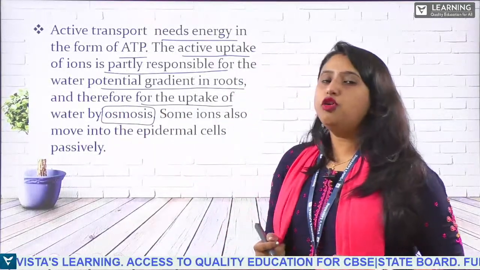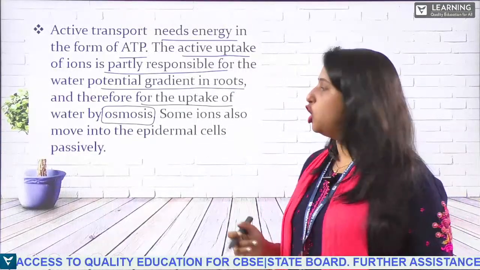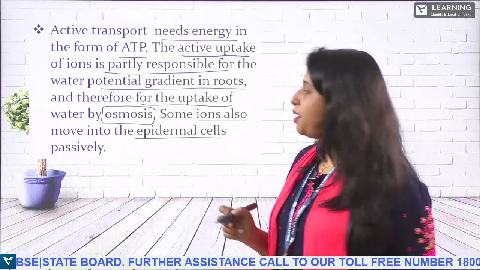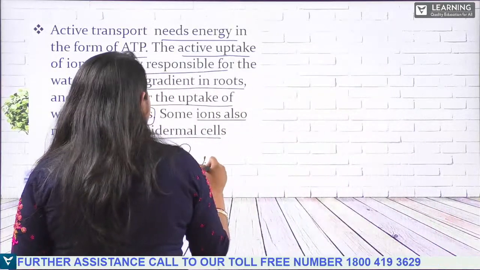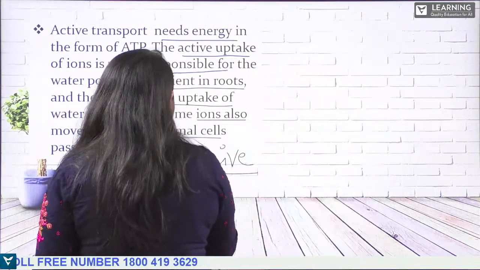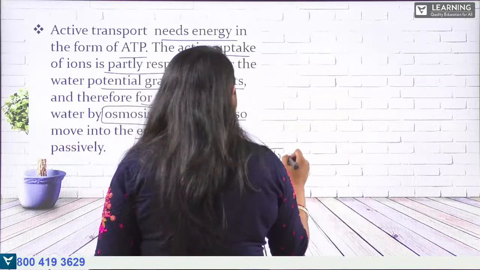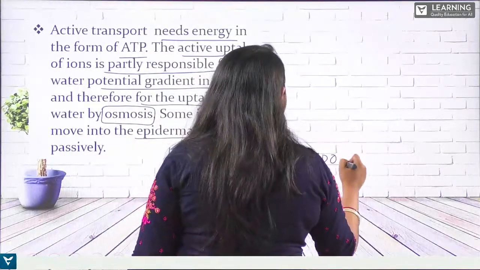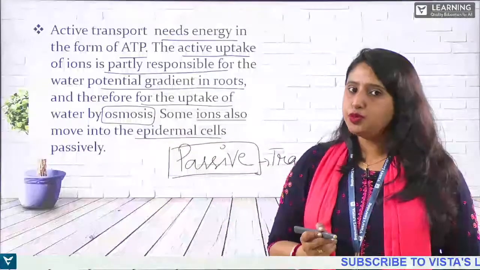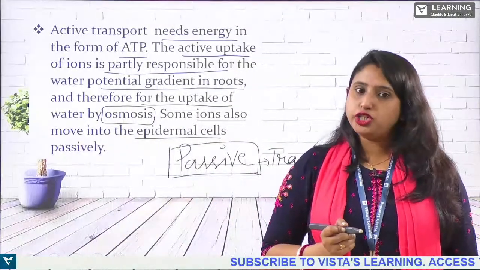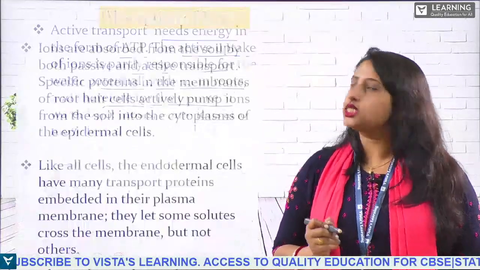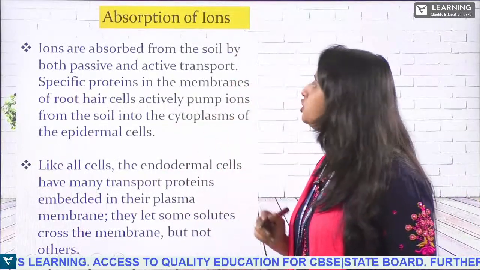So how does the movement of molecules take place? By osmosis. Some ions also move to the epidermal cells passively. As we have said, uptake of minerals also takes place passively. Some of the molecules are transported through passive transportation, that is, through diffusion or osmosis.